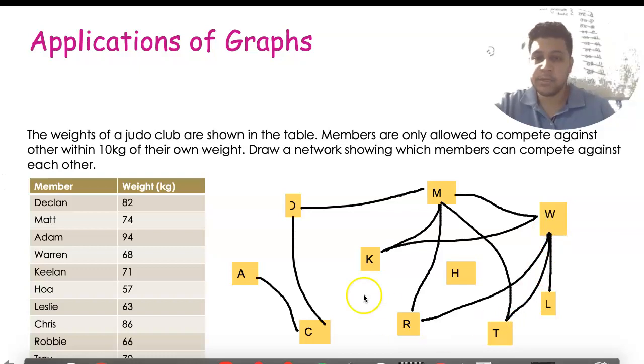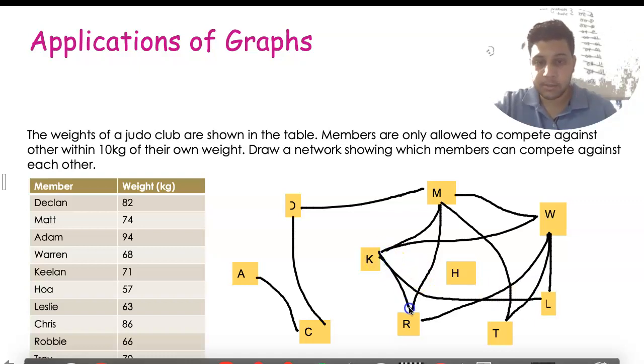Okay, now we move on to Keelan. Okay, so Keelan is 71 kilos, meaning he can compete against people that are 81 and 61. Okay, so if you notice, because we've done everyone above Keelan, we don't actually need to address those people anymore. We only have to address the people below Keelan because we've gone in a set order. Okay, so Hoa is not within range. Leslie is within range. Chris is outside of range. Robbie is in range. And as is Troy. Let's run down the back all the way out here.